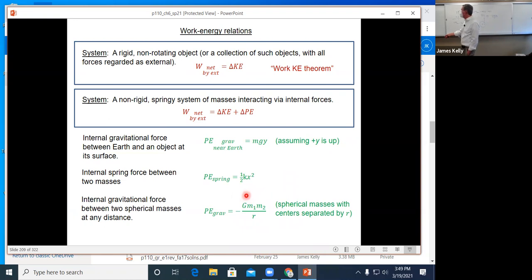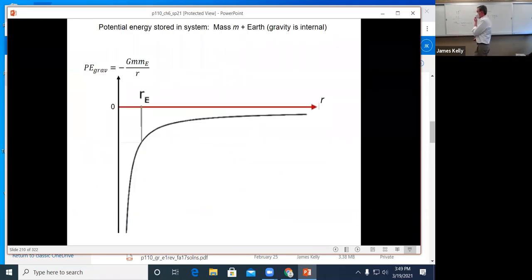Now, this one really looks strange because it's got a minus sign in front of it. And you might think, well, isn't it getting more negative if I pull the moon away from Earth? Is it becoming more negative because the minus sign is there? And the answer is no. You really have to think about how to think about this.